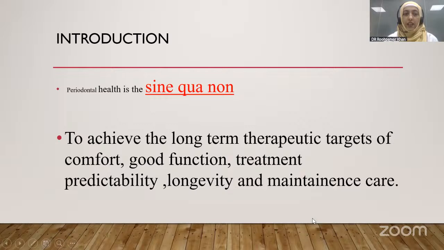To begin with, periodontal health, as we know, is the sine qua non. That means it is a very essential consideration when we are restoring a tooth with crown and bridge, or we are placing implants for occlusal rehabilitation. To achieve the long-term therapeutic target, good comfort, good function, treatment predictability, longevity and maintenance of the treatment, considering the periodontal health is a very important factor.